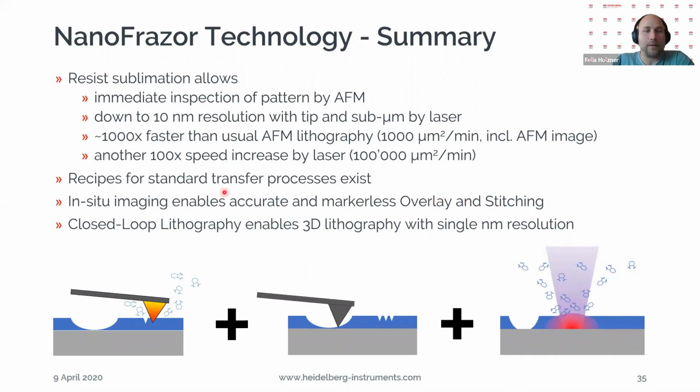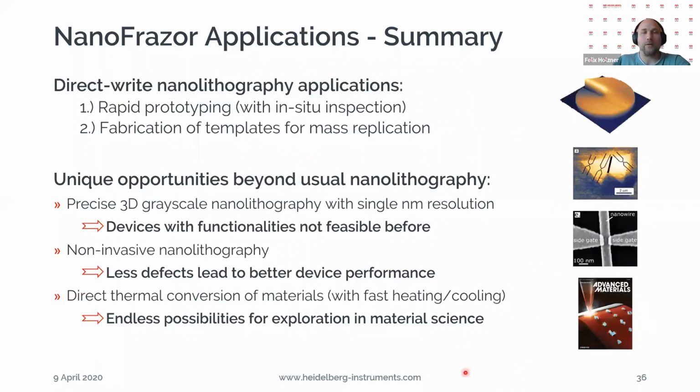Also to mention again, this in situ imaging capability allows this markerless overlay and stitching I mentioned before, and very unique, this 3D lithography, which is very interesting for a few optical or nanofluidic biological applications with this 1 nanometer accuracy. So we see the applications of a NanoFrazor mainly in rapid prototyping, so fast fabrication of small area nano devices, and for the fabrication of templates like for nano imprint or injection molding.